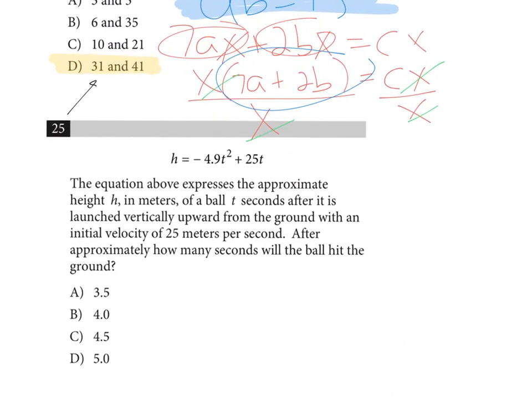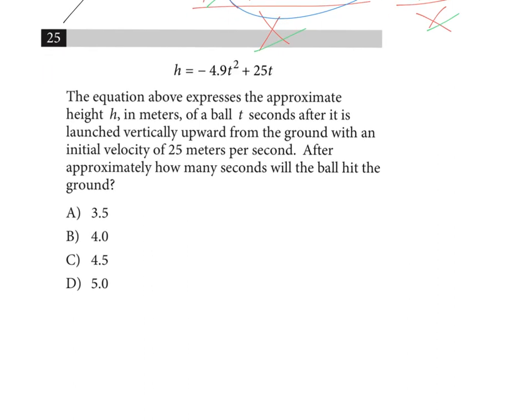Finally, number 25, the equation above expresses the approximate height, so h is the height, in meters of a ball, t seconds after it's launched vertically. So I know that h is the height and t is the seconds. Now the question says the initial velocity is 25 meters per second. I'm assuming that's where that 25 comes from. The question says, after approximately how many seconds? So the question is saying, what is t?